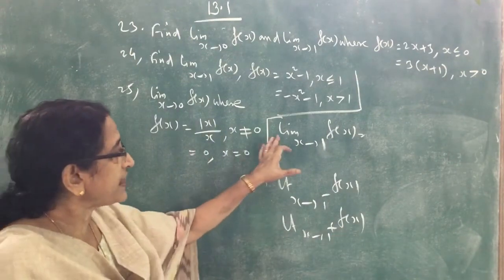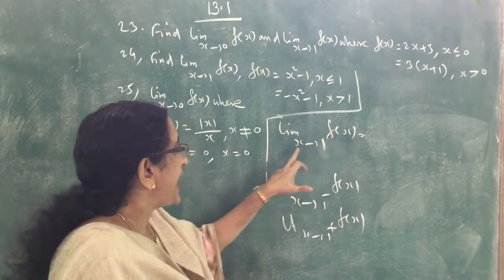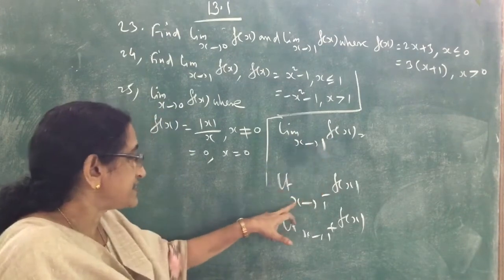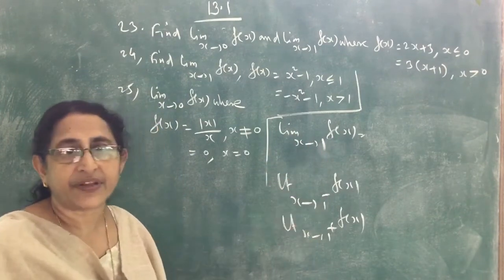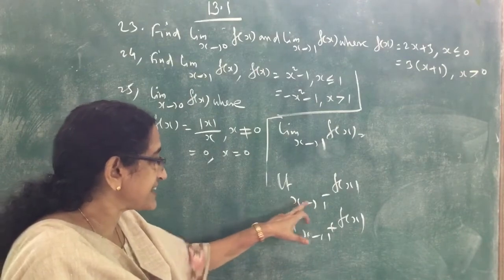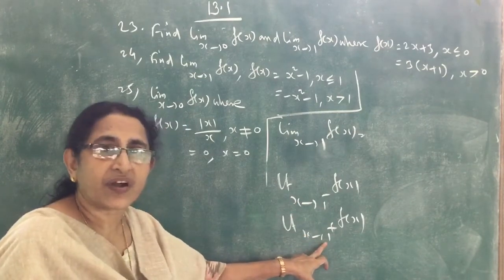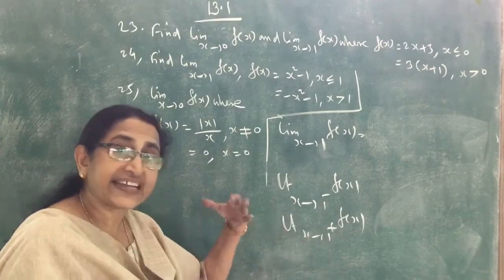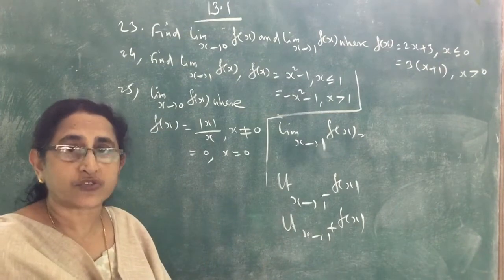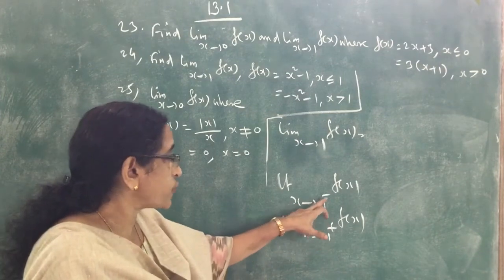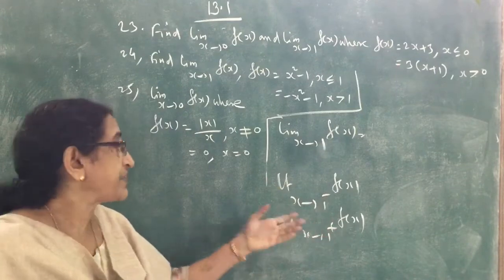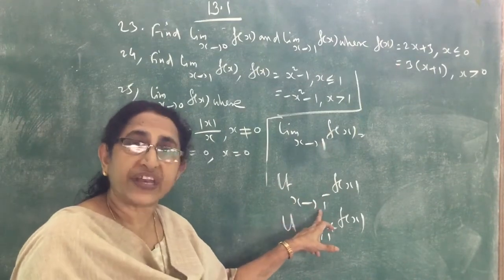So when we find the limit of the function f of x as x tends to 1, this is the left hand limit, and this is the right hand limit. Left hand limit means x is less than 1. In the right hand limit, x is greater than 1 and very close to 1. For x tends to 1 minus, in the left hand limit, x is less than 1 and very close to 1.